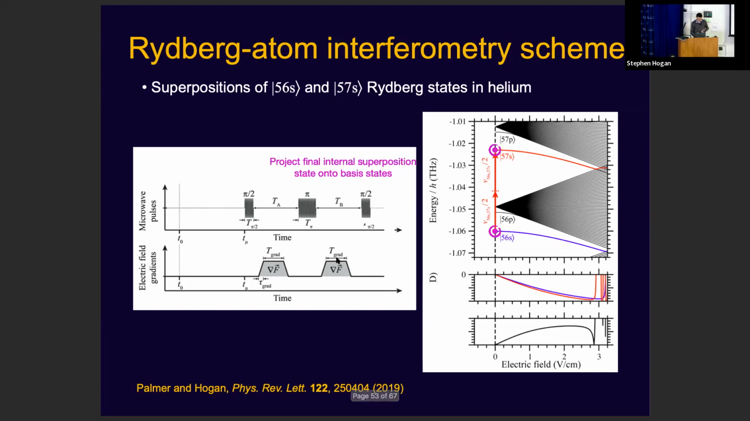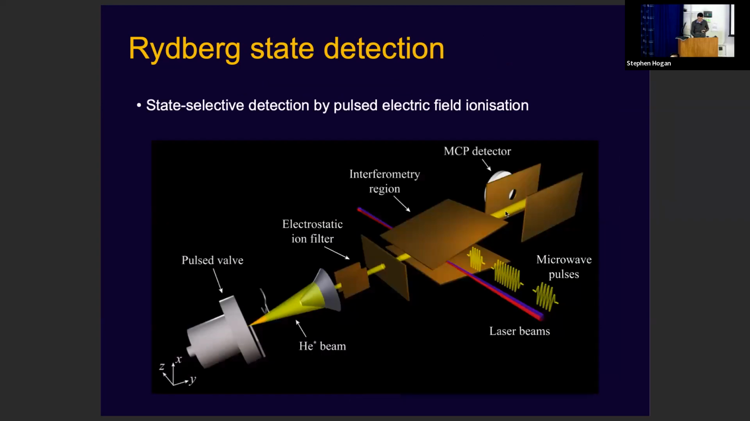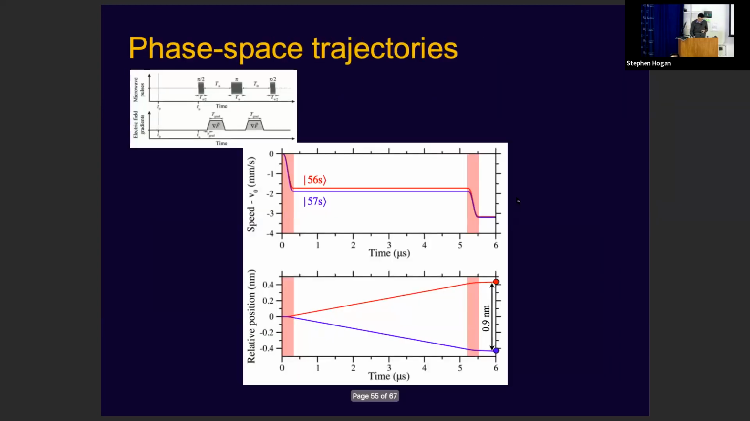So then finally we turn off this pulse and we apply a final pi over 2 pulse to project whatever the superposition state is onto our basis, and then we measure the populations of the two Rydberg states down at this detection region. So this is just to show you the kind of scales of what's going on here. For about half a microsecond, or a couple of hundred nanoseconds, we apply this first gradient pulse. That's after preparing the superposition.